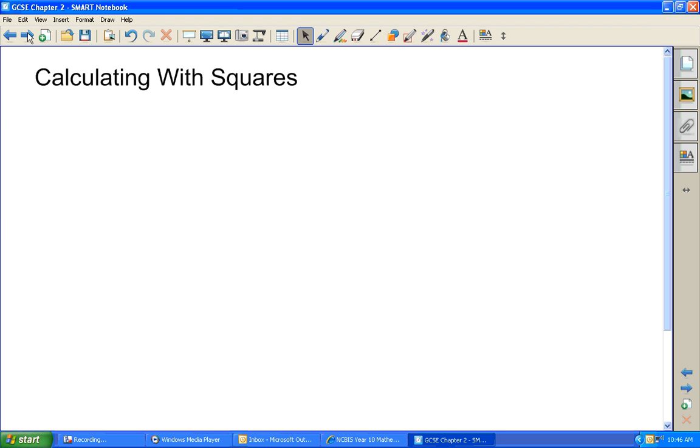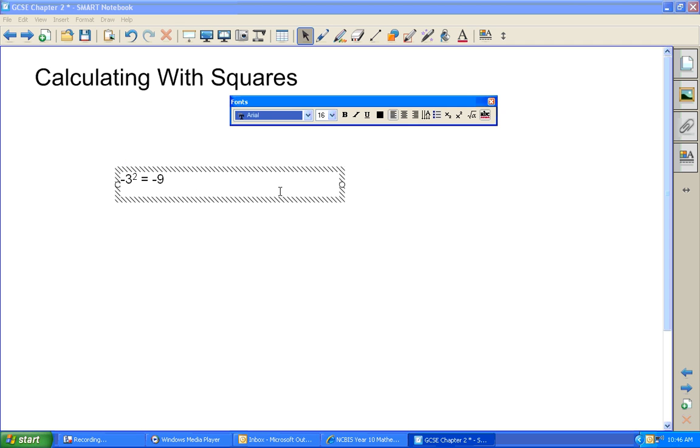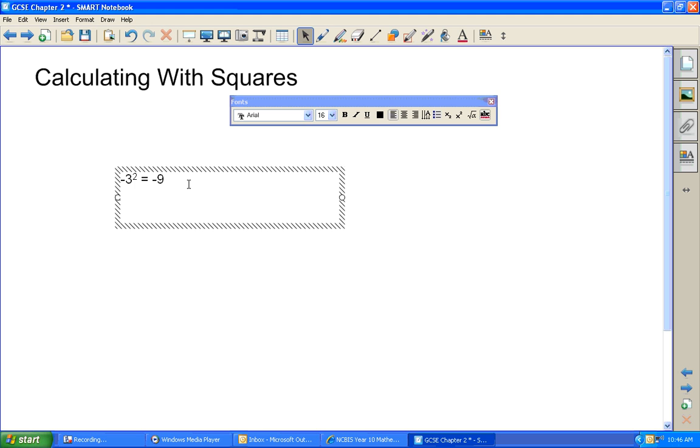Calculating with squares, just one thing to be careful with. If you put -3 squared into your calculator, the answer that will come up is -9. Well, you might think that's right. Hopefully you don't think that's right. If you do, you need to think about it a little harder. If I square -3, what do I get? I'll get -3 times -3, which should give us +9.